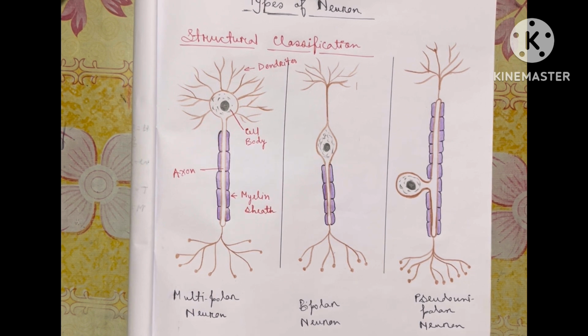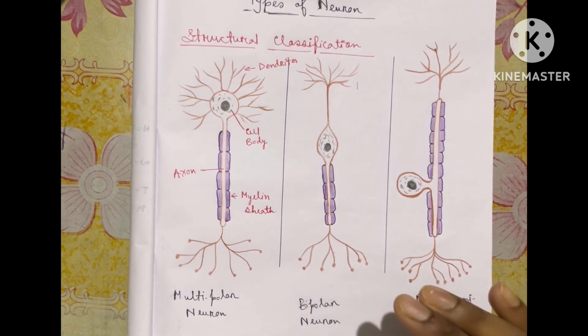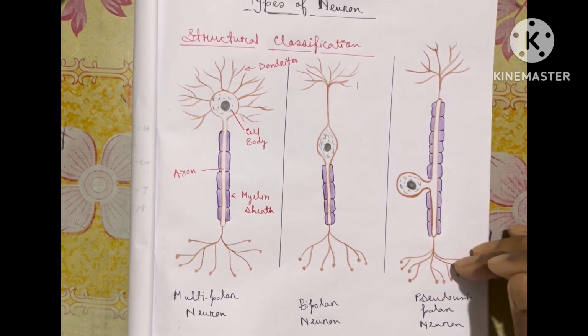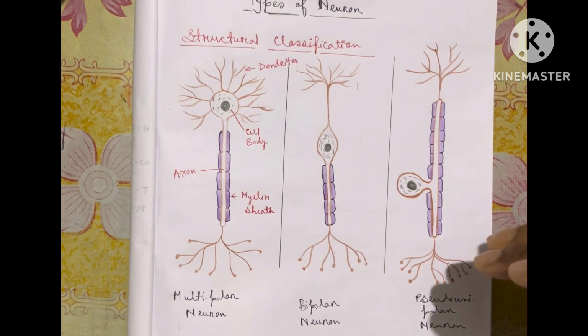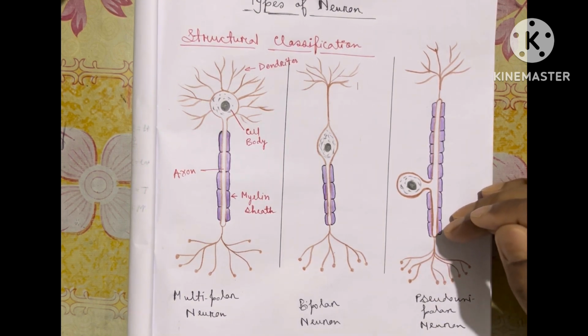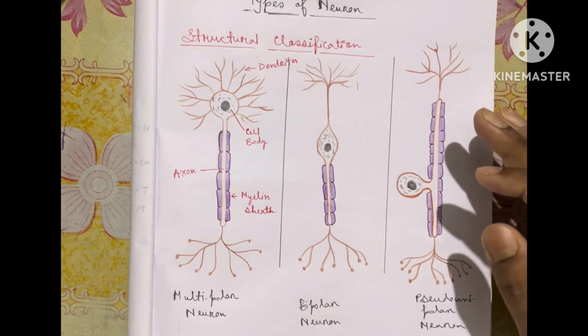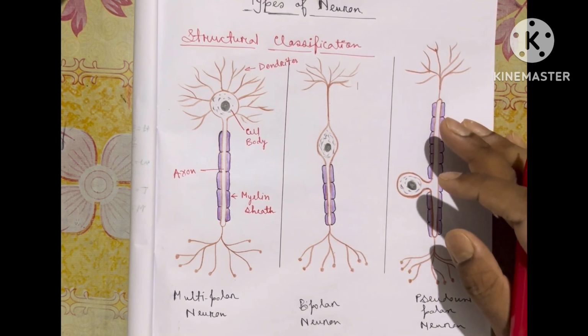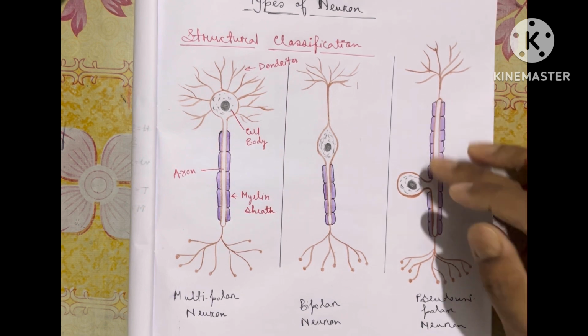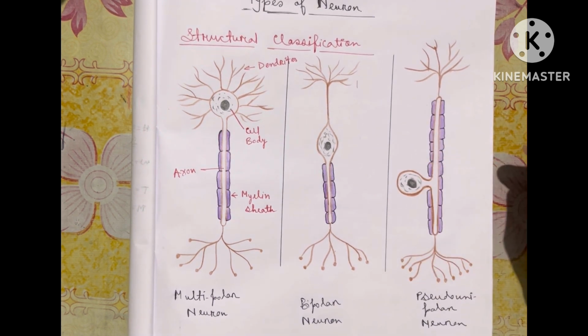So number one is multipolar neuron. Number two is bipolar neuron, and number three is pseudounipolar neurons. One more type is there, which is called unipolar neurons. So unipolar and pseudounipolar are almost the same, so that's why we are going to discuss both of them combined in only one category. So what are multipolar neurons?